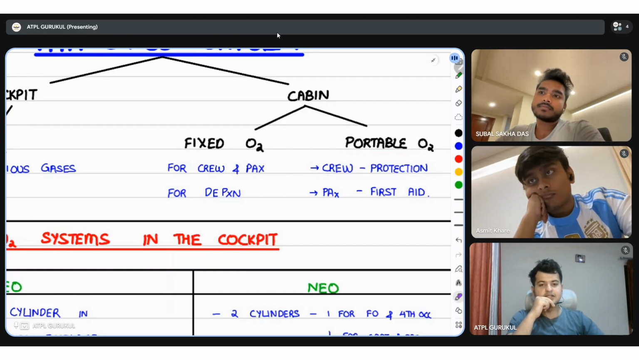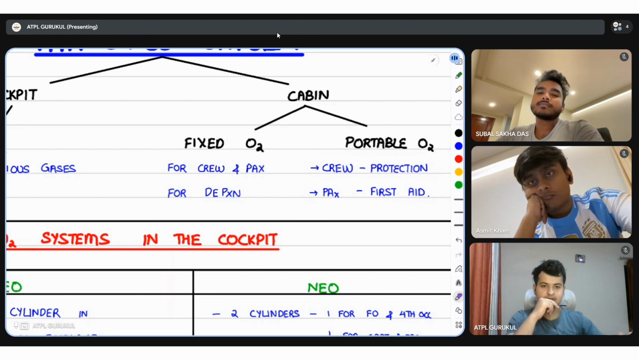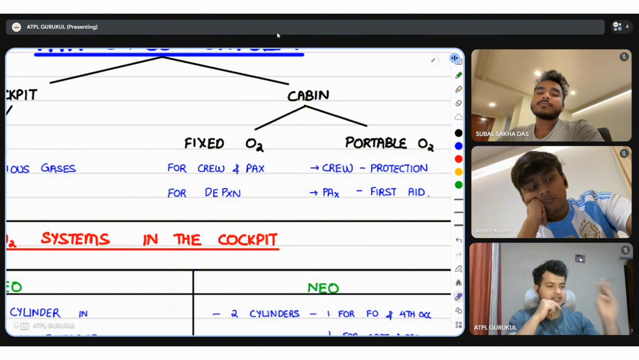Sometimes when a passenger falls sick, then this portable oxygen can also be used to give him first aid. 90% of the problems in flying can be solved by giving a person oxygen. At least this is what I have seen. Be it fits, be it seizures, be it anything.